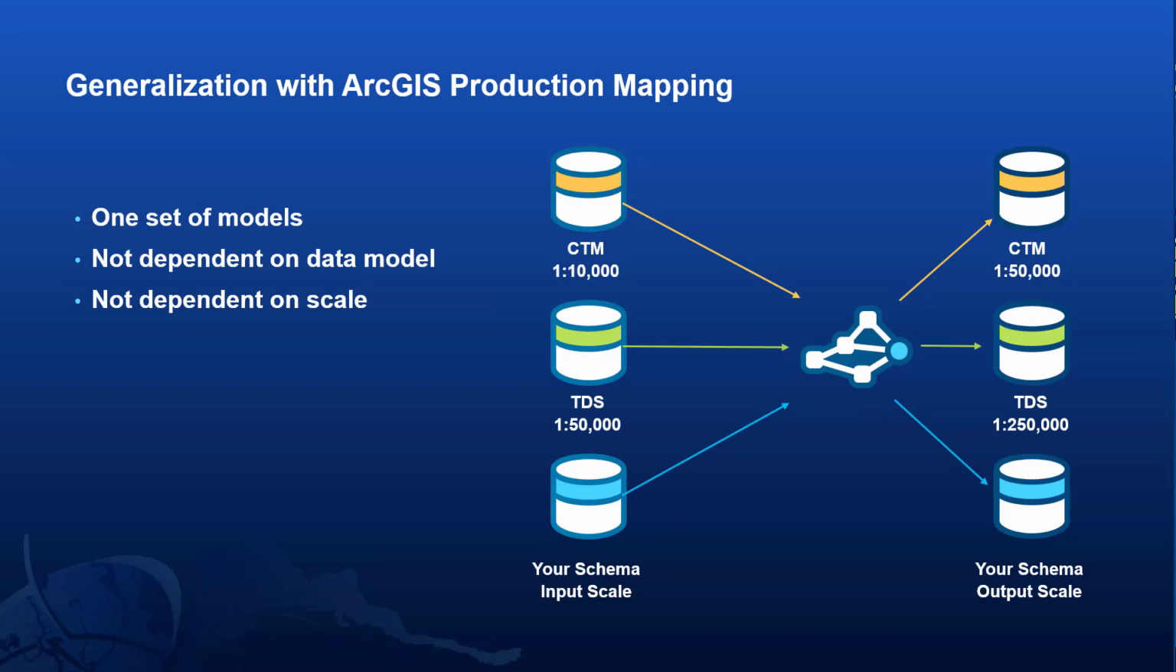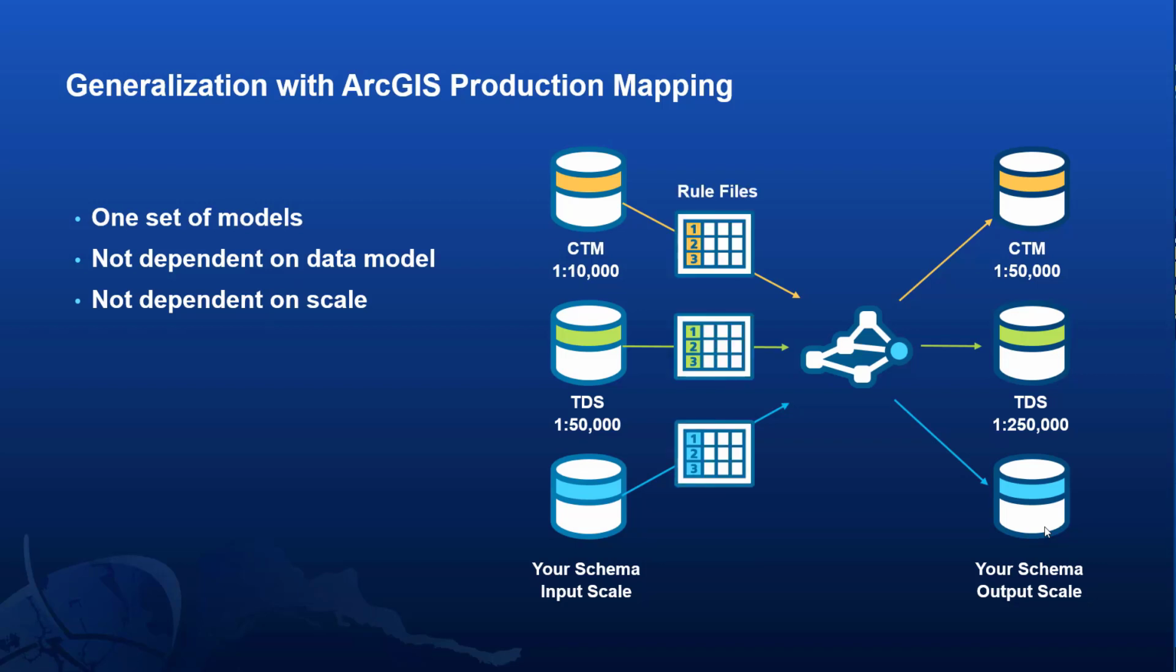So how do these models exist within production mapping? We can see we've got one set of models here in the middle, and the goal was to make sure they were not dependent on data model or scale. So not hard coding feature types or scale values into the models. We want them to be flexible. So they would work for civilian data at say 10 to 50K, as well as defense data from say 50 to 250K. And then the goal, of course, you imagine would be for you to use your own individual schema and create generalized data with your output scale. So how do we have one set of models that's this flexible?